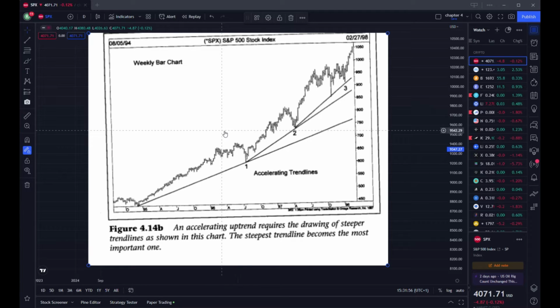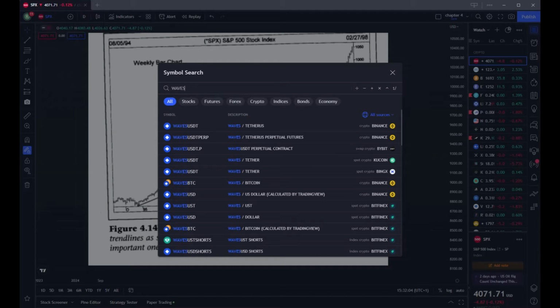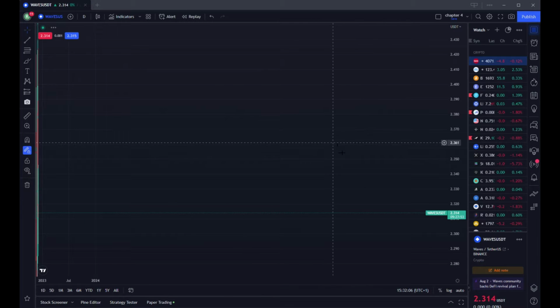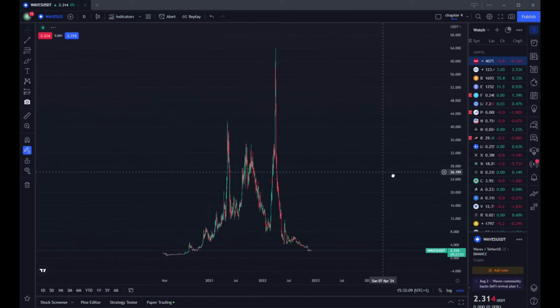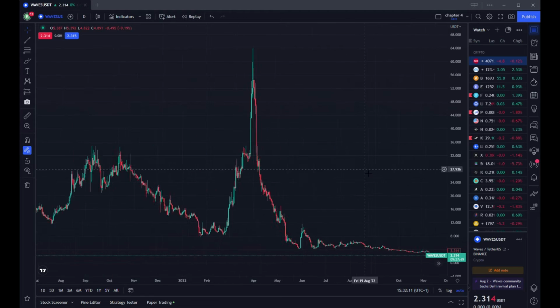But the thing is, with trends that are speeding up a whole lot, most of the time it's not really healthy. And one of my experiences with this one is on a coin called Waves. And when I was looking at it, it was making massive new highs.